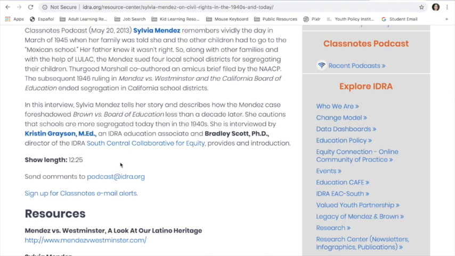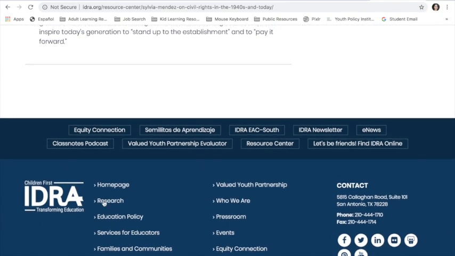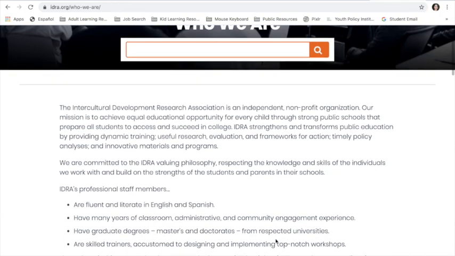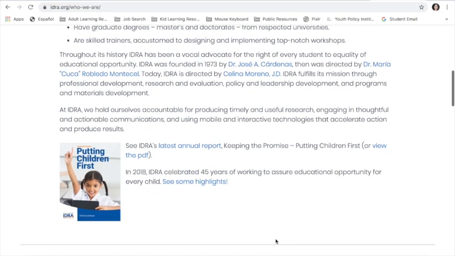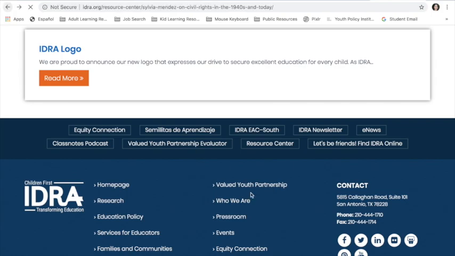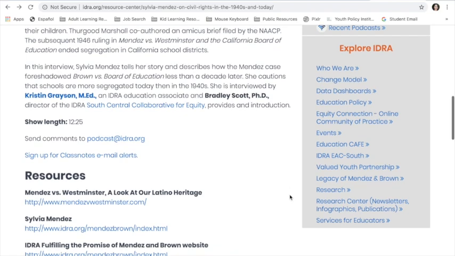So part of what you're looking for is, are they attaching people's names? Yes, she's interviewed by Kristen Grayson, who has a Master's of Ed and is an IDRA Education Associate, and Bradley Scott, PhD. So there are some names there of credible experts in the field of education. I'm going to go down and see who publishes this. Children First, IDRA, Who We Are. That's a good way to figure out if a publishing organization is credible. Yeah, this is looking like a credible organization. So I'm going to trust this source. Let's go back and see what we have to say about Sylvia Mendez.